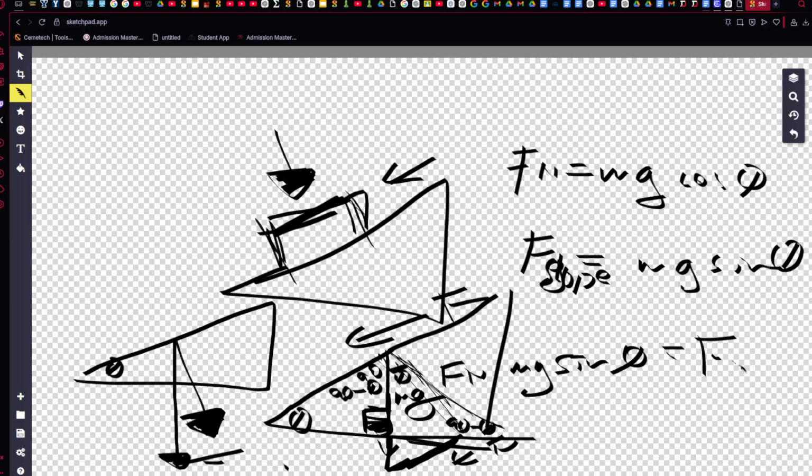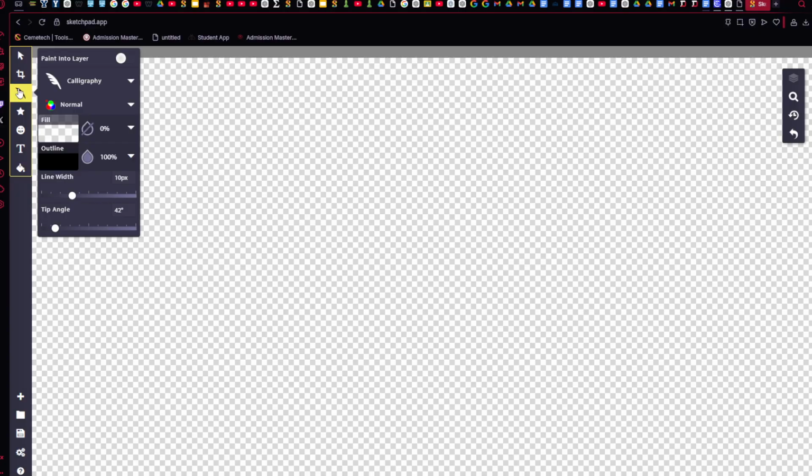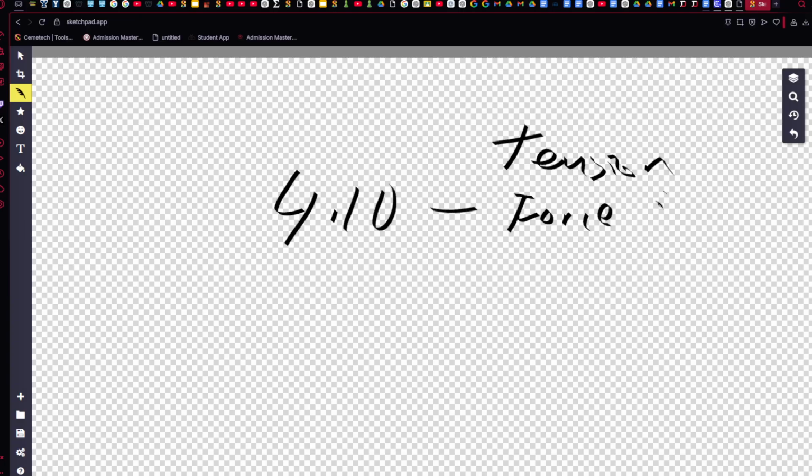So mg sine theta is F slope, and mg cosine theta is the normal force, which is how much force you are directly applying perpendicular to the surface. Sorry, that was incorrect. Tension force is how much force you are applying with the rope, typically with the massless string.